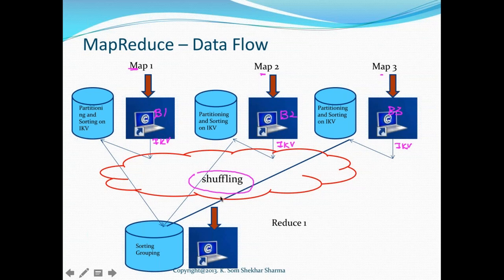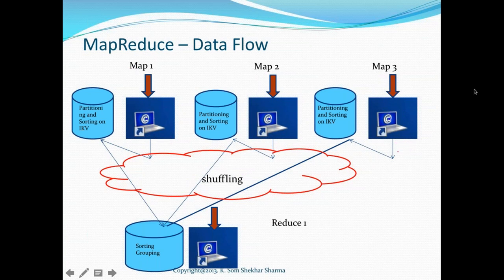Sorting here, okay. Once it is shuffled, the output of the mappers is transferred over the network and goes to the reducer machine, where you have sorting, and we also already know there is grouping. Once the grouping is done, then the reduce method gets called. So this is the entire process which is happening behind the scenes. Let us dig in one by one.